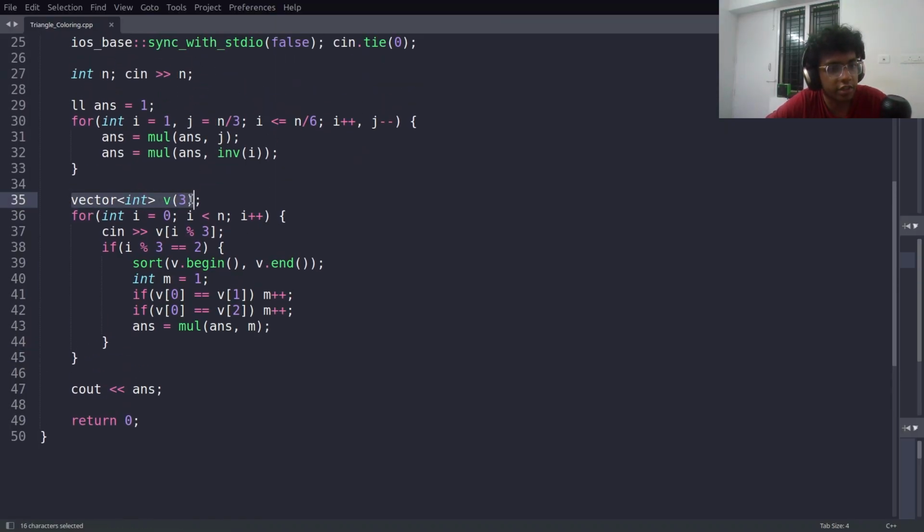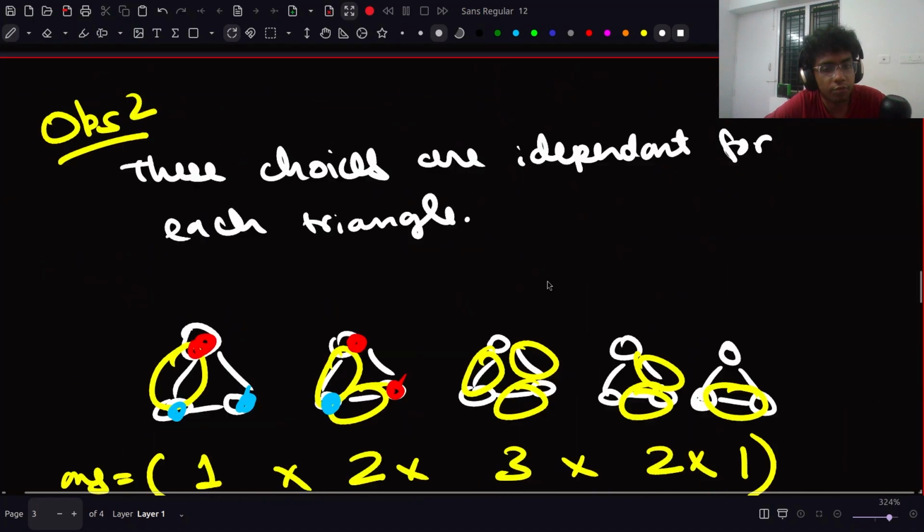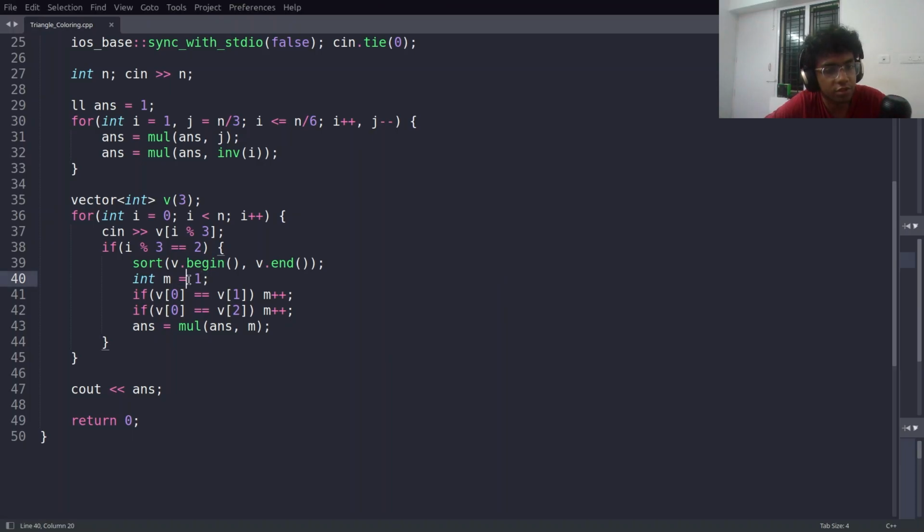So for every 3 values, we take in the value. And if we know that we have just taken 3 values, so i mod 3 equals 2, we can sort the last 3 values which we have taken in. And what we can do is check which one is the smallest one. Basically I'm setting multiplier equals m, so multiplier means the number of minimums, which is 1.